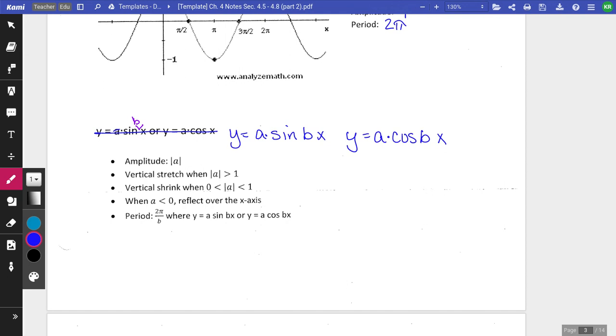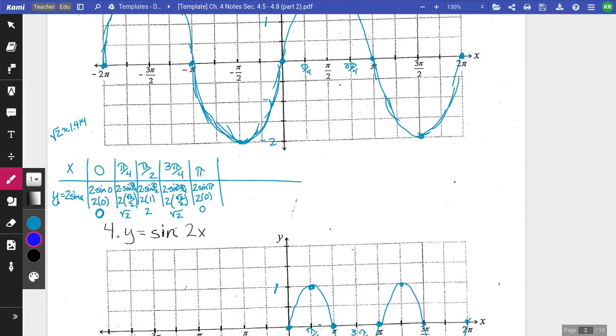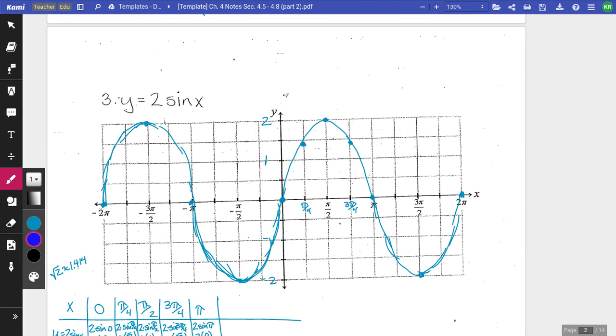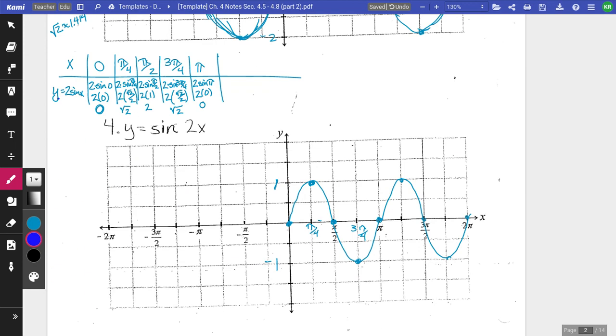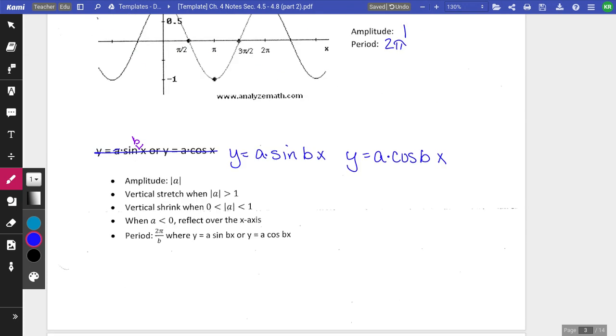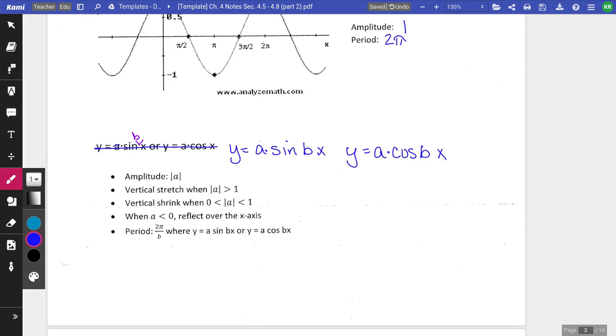A vertical stretch is when a is greater than 1, so 2, 3, 4. We saw that if you go back to this one, the a in this one is 2. My amplitude is 2. Maximum was at +2, minimum's at -2. If a is between 0 and 1, so if a is 1/2, that's going to shrink it. It's going to shorten that height.